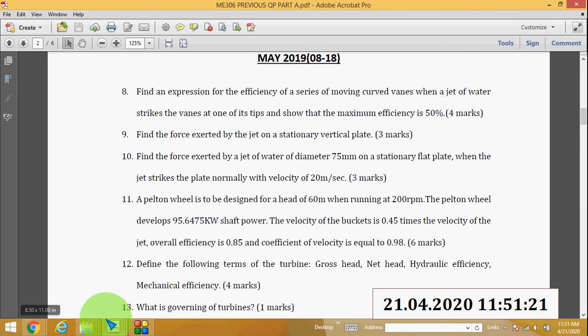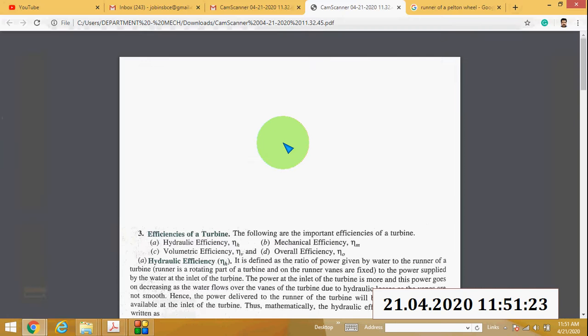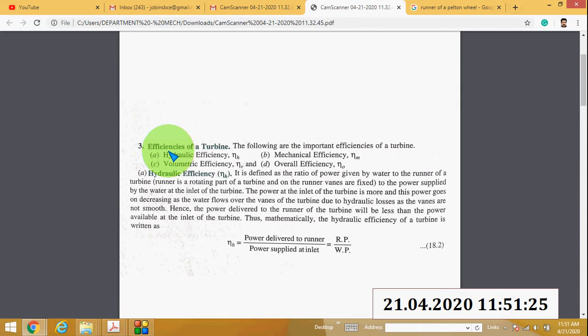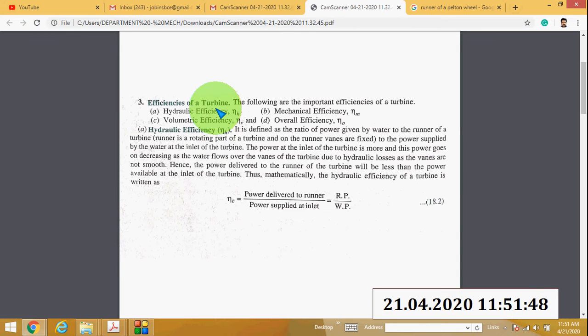Okay, so I will explain the efficiencies. In general there are 4 efficiencies related to a turbine. The efficiencies are hydraulic efficiency, mechanical efficiency, volumetric efficiency, and overall efficiency. These 4 are the important efficiencies of a turbine: hydraulic efficiency, mechanical efficiency, volumetric efficiency, and overall efficiency.